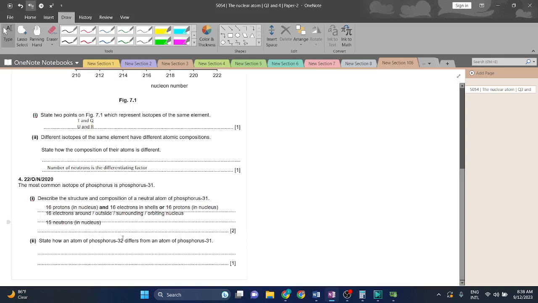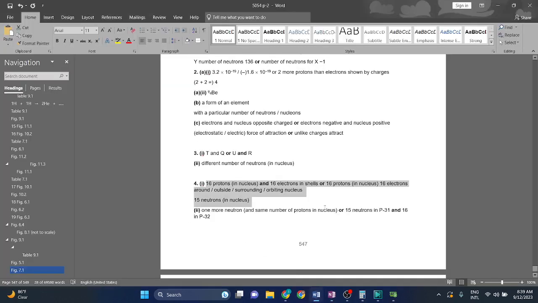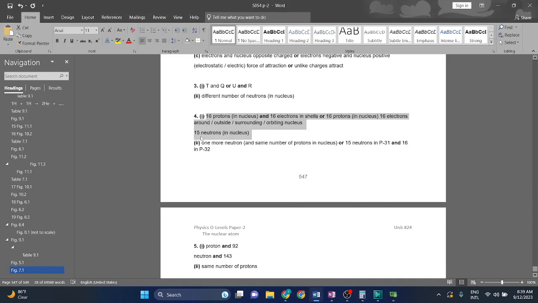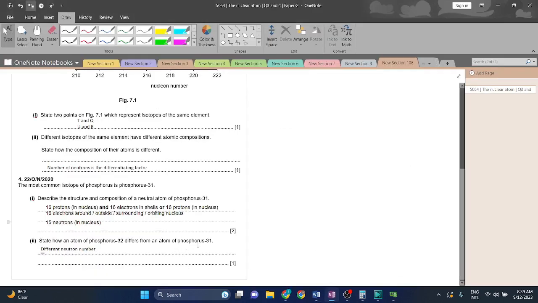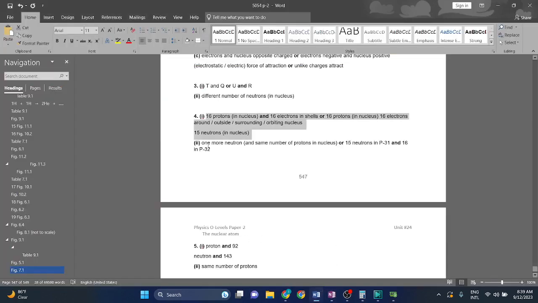State how an atom of phosphorus 32 differs from an atom of phosphorus 31. So they are both isotopes, therefore they have the same proton number, but they have different neutron numbers. Different neutron number is what differentiates them. One more neutron, same number of protons and electrons. You have to see this yourself. As I have told you, if going from 32 to 31, there is one less neutron. So one more neutron for phosphorus 32.